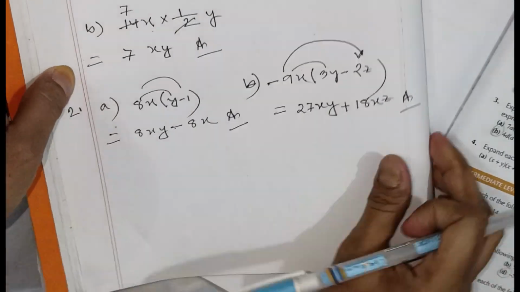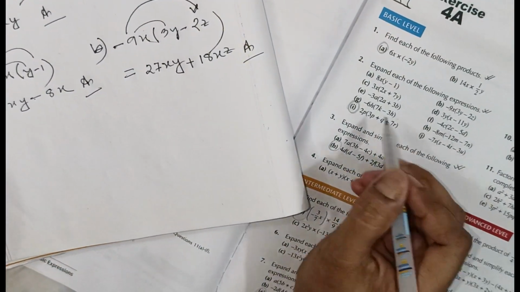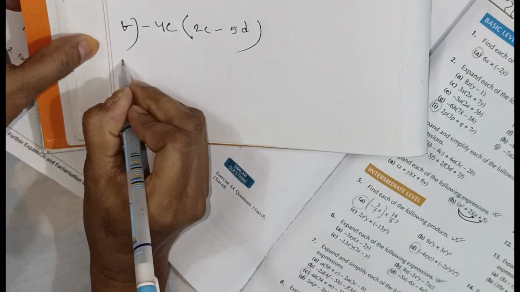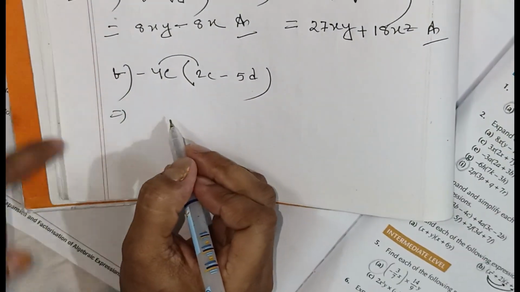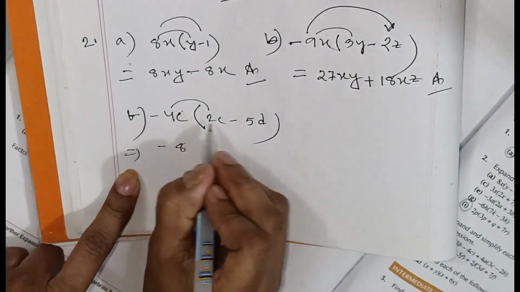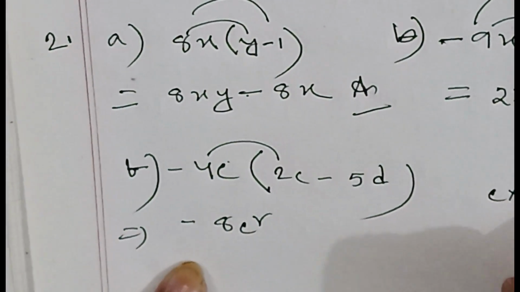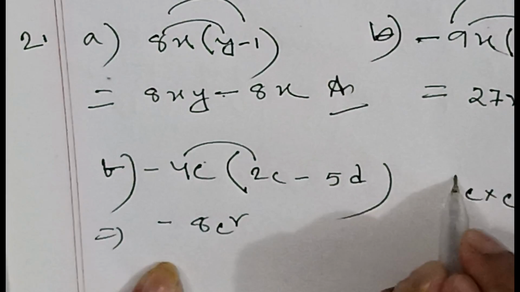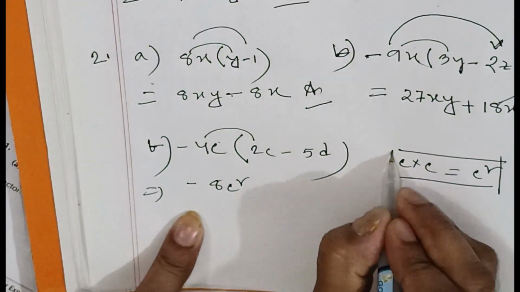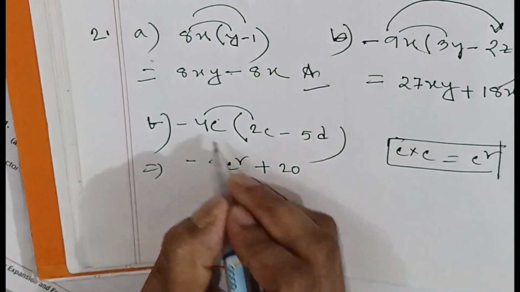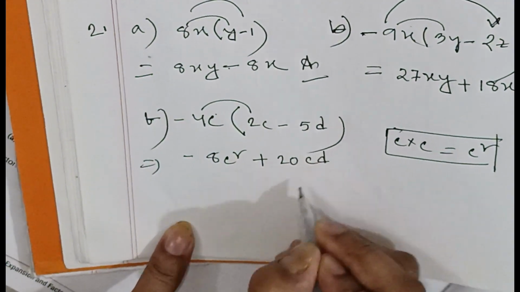In this way, all the maths have to be done. So I just did a and b of number 2, now let me do this. Minus 4c into 2c minus 5d. Same: 4c into 2c, minus 4 twos are 8 and c and c multiply, c square. In this formula, I will explain later. So minus times minus is plus, 4 fives are 20 and c and d multiply, that means cd. That's it.